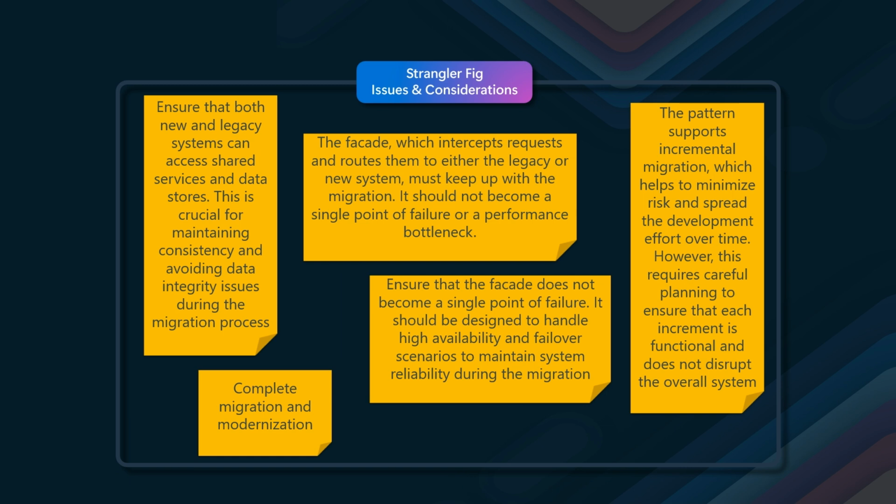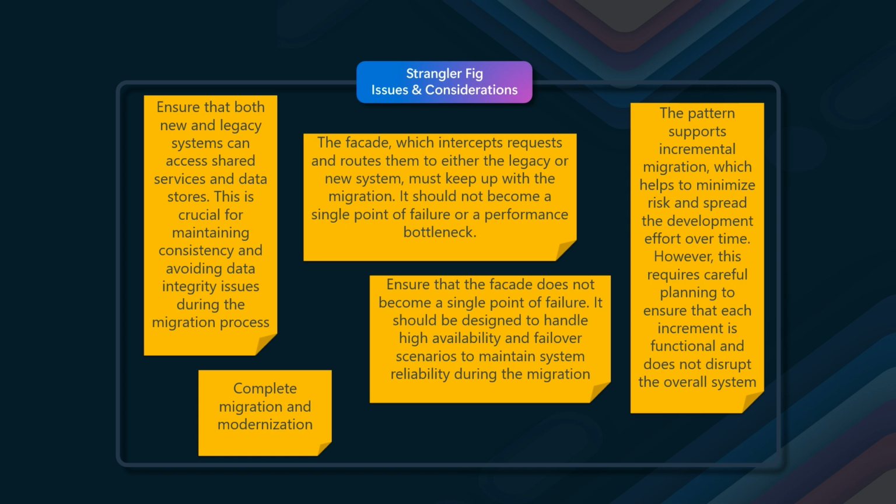So, when implementing the Strangler Fig pattern, we need to consider the following issues and considerations. Handling services and data stores: we need to ensure that both the new and legacy systems can access shared data, services, and data stores. This is crucial for maintaining consistency and avoiding data integrity issues during the migration projects. Structuring the new applications: structure new applications and services in a way that can be easily intercepted and replaced in future migrations. This helps maintain flexibility and ease of further transitions.